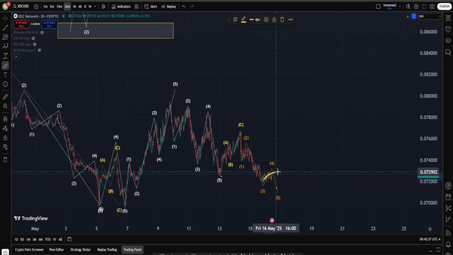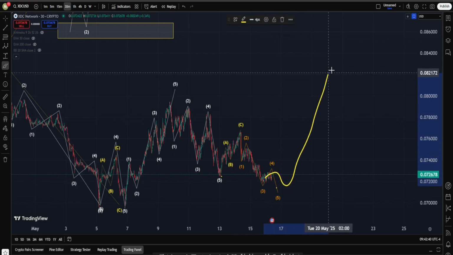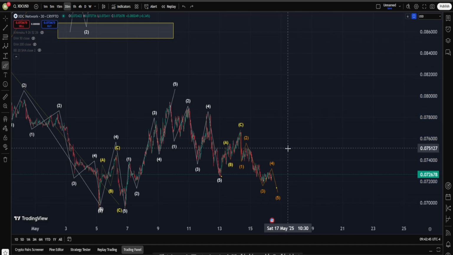So let's hope that after a very small move down we get a massive bounce back, and at that point we can be bullish with a bit more confidence just for the very short term.